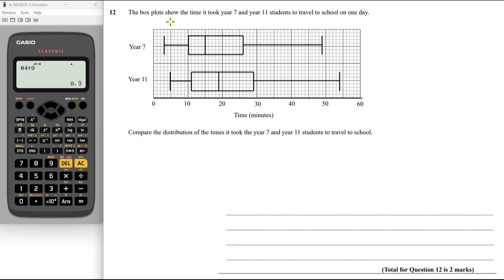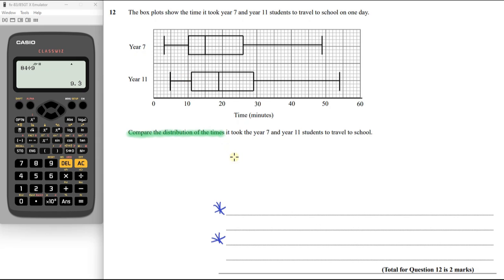Question 12. The box plot shows the time it took Year 7 and Year 11 students to travel to school on one day. Compare the distribution of times it took the Year 7 and Year 11 students to travel to school. With these types of questions, I always look at the marks, and it's worth 2 marks. So I need to make 2 points about the distribution of times. You should give 1 about the average, so with box plots, the median, and 1 about the range. You can give either the interquartile range or just the absolute range.